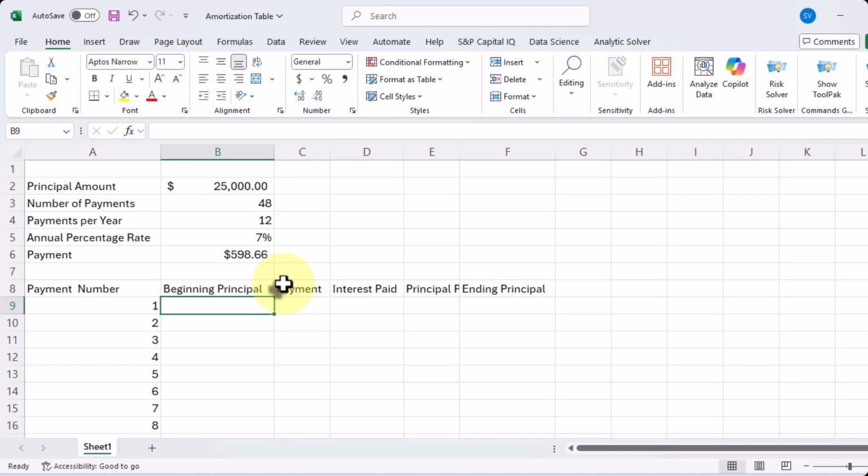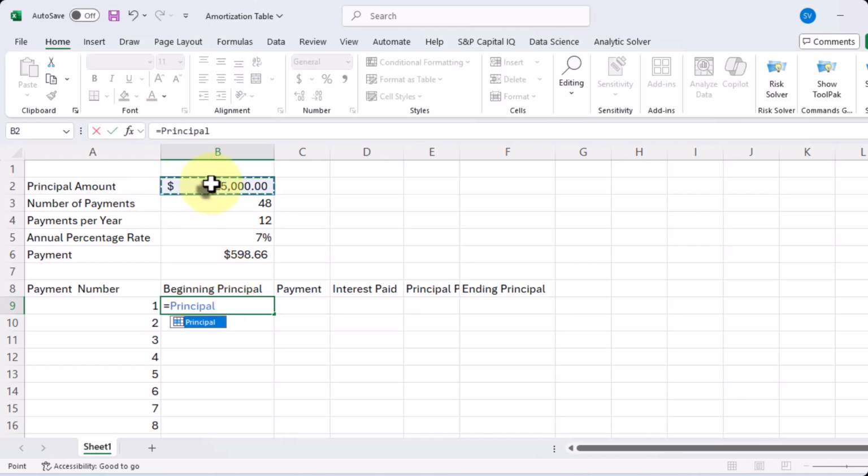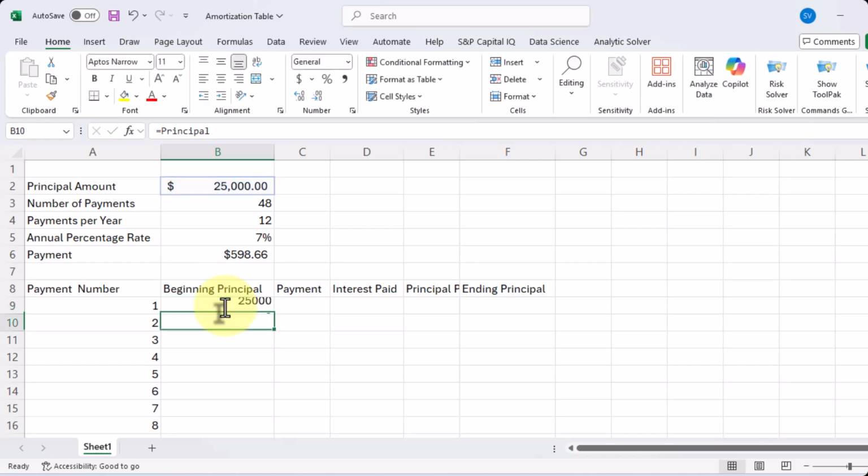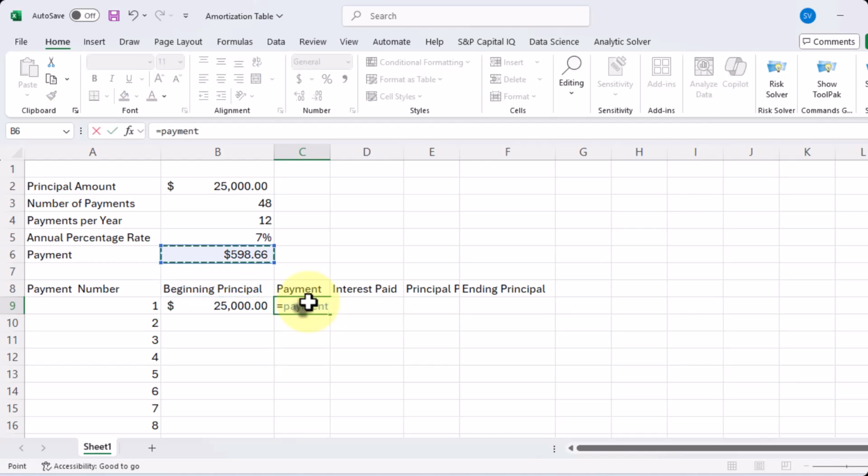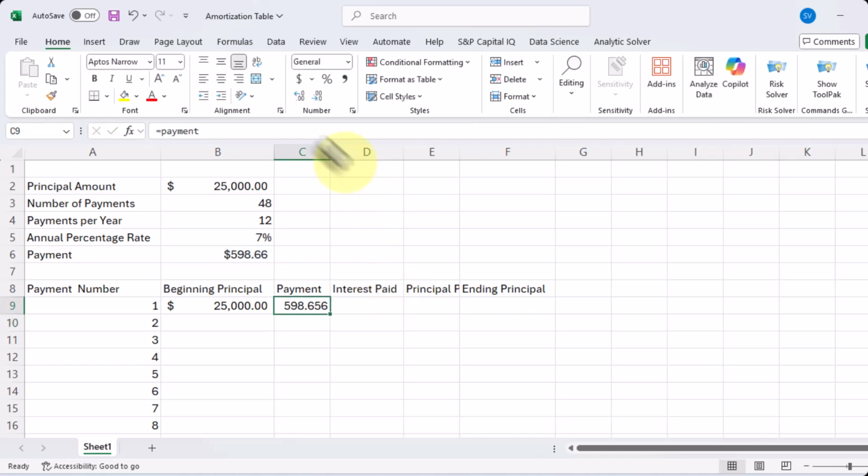We're going to complete 2 rows here, and then we can drag it down the rest of the way because the formulas we're going to put in the second row will continue on through the life of the loan. So our beginning principal here is going to be equal to our original principal amount. So it's just that principal number there. And I can format that to make it look nicer. The payment is just going to be equal to the payment amount. And you could certainly just type in equals payment here to get that amount.